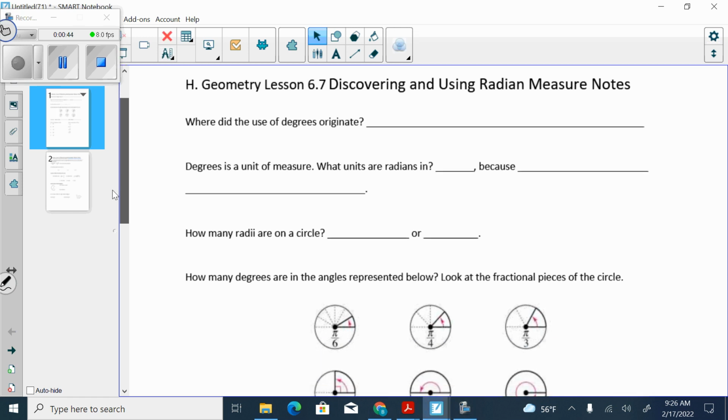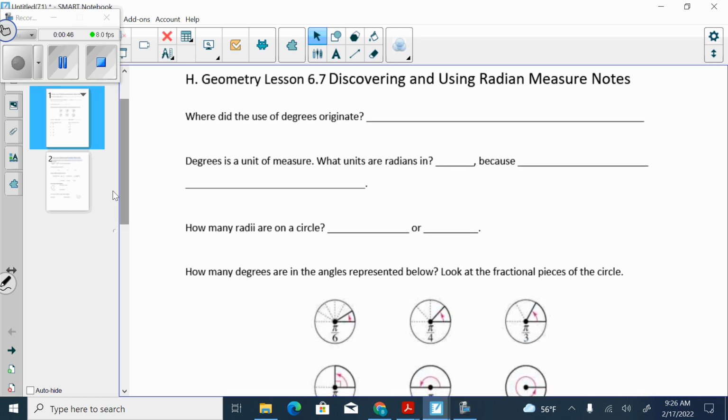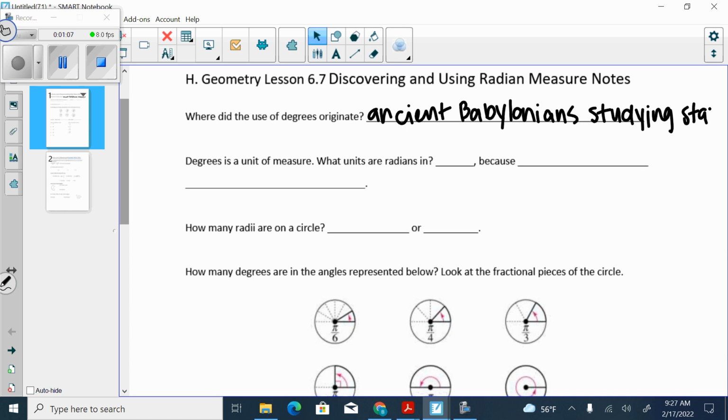So, first of all, degrees. Degrees originated from ancient Babylonians studying stars. Basically, they were determining the measurement in degrees, maybe between different constellations, things like that, right?